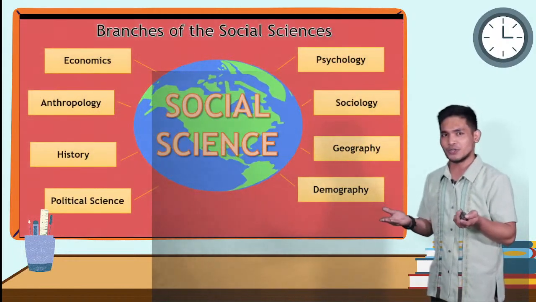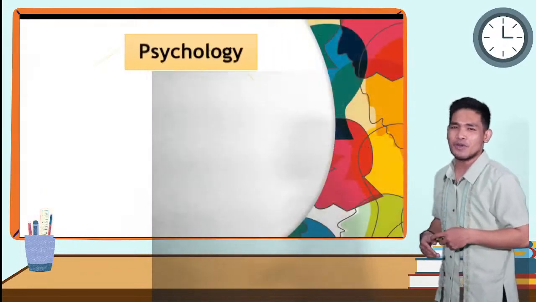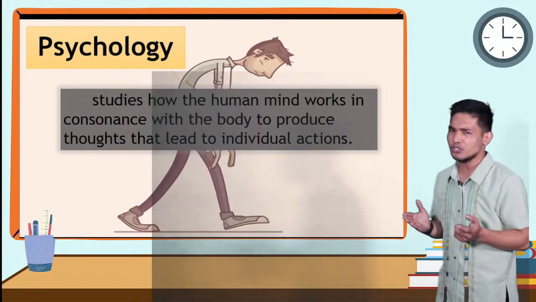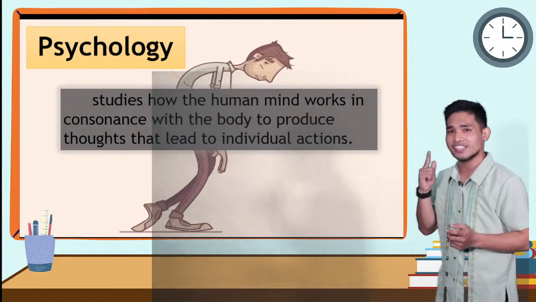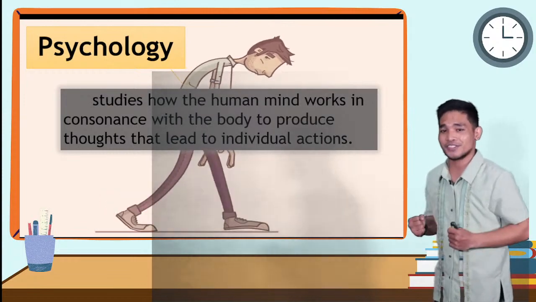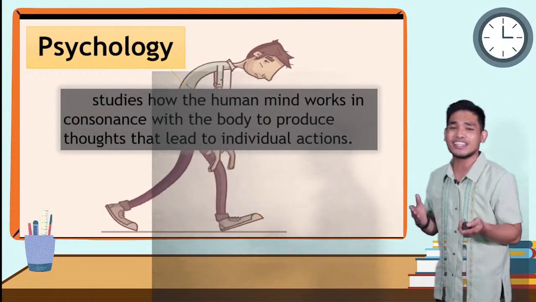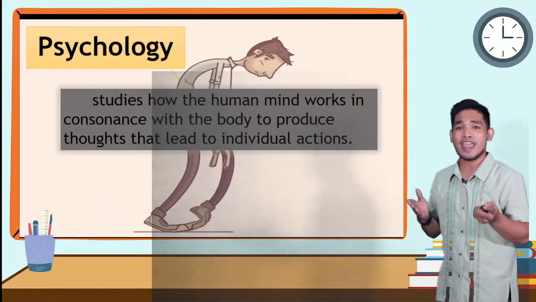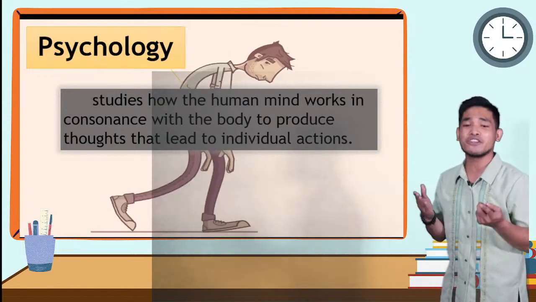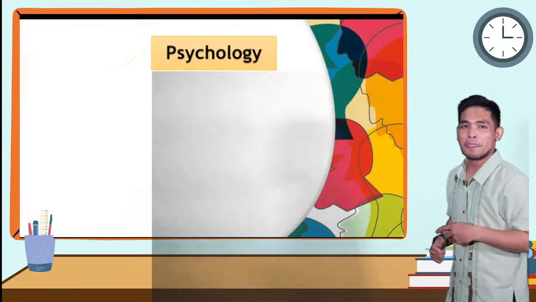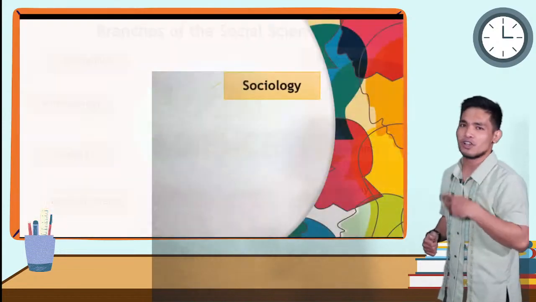What about psychology? When we say psychology, it studies how the human mind works in consonance with the body to produce thoughts that lead to actions. It's also a part of social science, the study of the human mind and behavior in relation to a particular field of knowledge or activity. All right? So let's proceed to sociology.